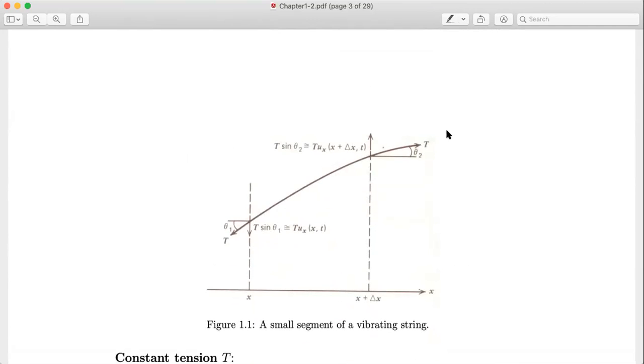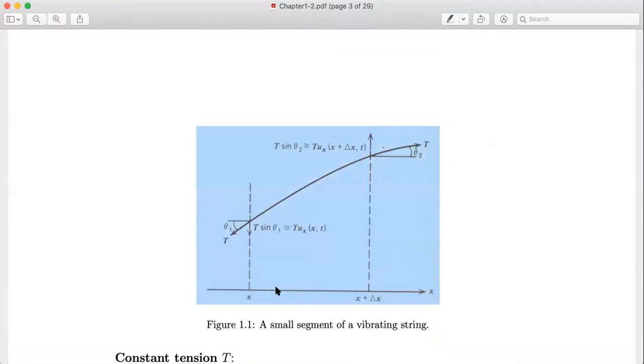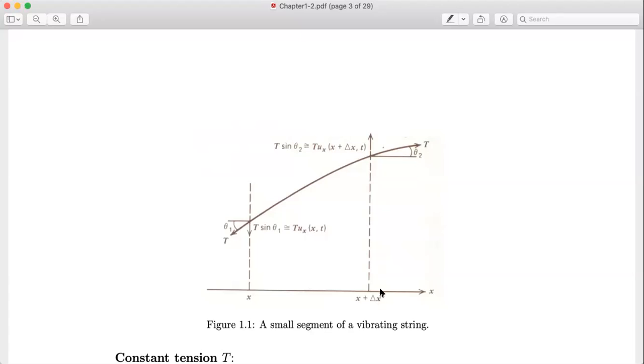Because the string is an example of a continuous system, it consists of many, many masses, right? Point masses connected all together, right? So we can just focus on a small segment. Okay, this is a small segment. This is not very small in this figure because we need to show you clearly, but you should imagine this is a really small segment in size. I call it delta x, from x to x plus delta x. So I focus on this small segment.